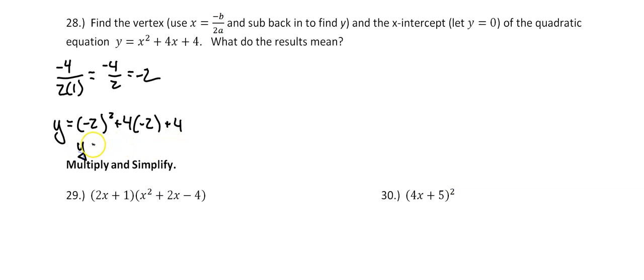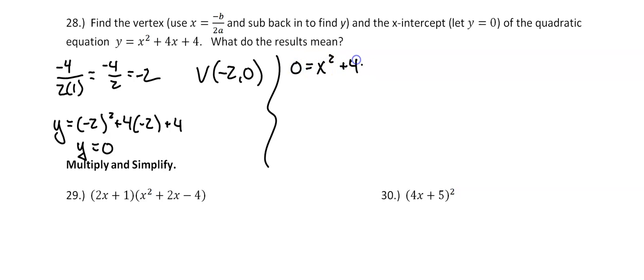And when I do that, I end up with y equals 0. So the vertex here is the ordered pair -2, 0. Then the second part of this question asked me to find the x-intercept, or the x-intercepts, by plugging a 0 in for y. So here, if I plug a 0 in for y, I'm going to solve this for x. I want to find the x-intercept.